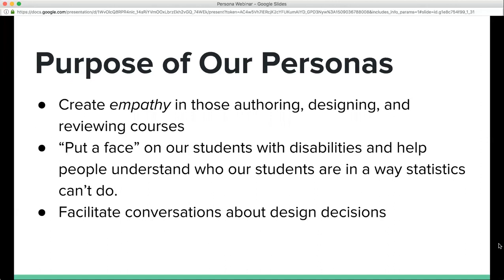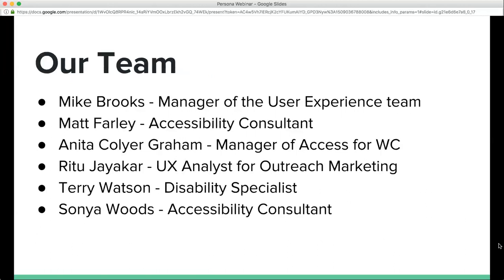Going along with that, it really helps facilitate these kinds of conversations and aid in our training efforts, whether we're talking to instructional designers or faculty or human resources or IT support or anyone. I think these can apply in all those situations.